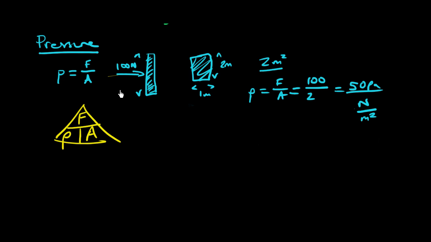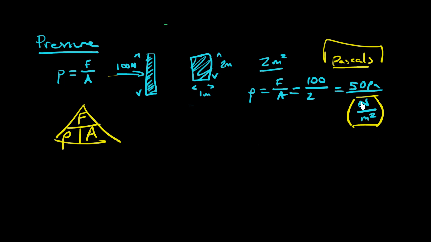Now, we mentioned that the units for pressure were pascals. Okay, so I'm going to write it here, pascals, and 1 pascal was the same thing as 1 Newton per meter squared. They were exactly the same thing. Newtons per meter squared are the same thing as pascals. So that's important to know.